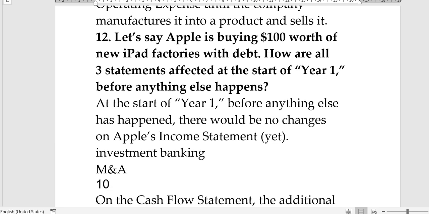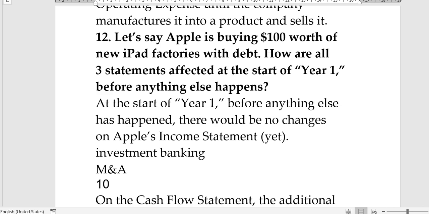Next question. Let's say Apple is buying rupees 100 worth of new iPad factories with debt. Apple wants to buy the new factories with debt. How are all three statements affected at the start of year one, before anything else happens?